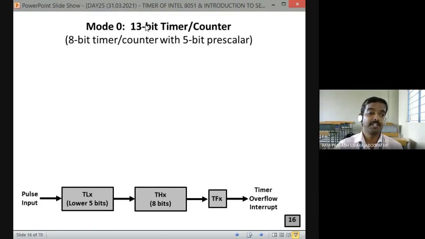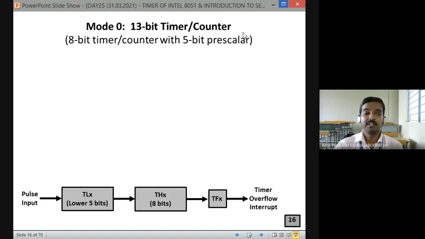First, we will go with the mode 0 operation. Fine. So far we have seen what registers are there, their functionality, and how to program them. Now we are going to discuss the modes of operation. This is the rarely used mode of operation.